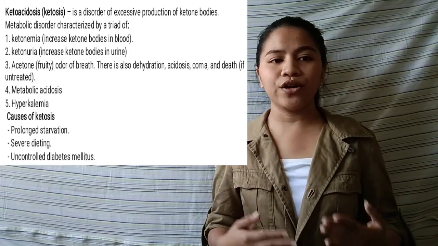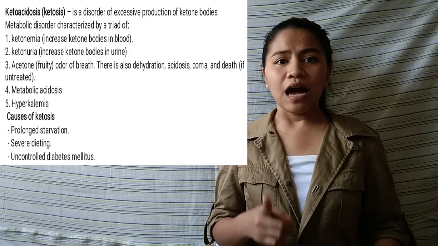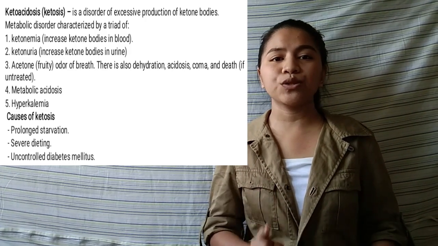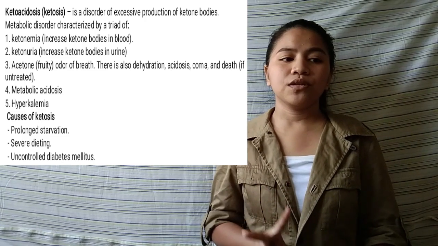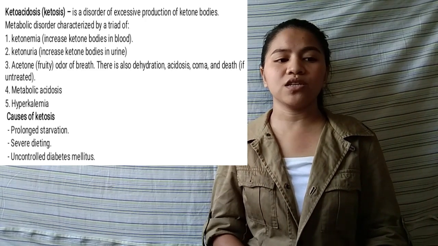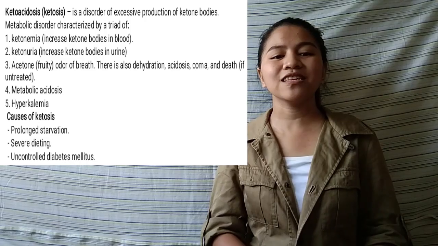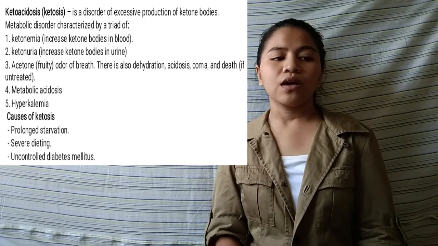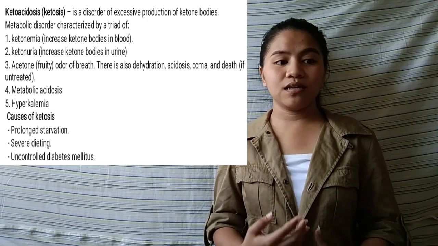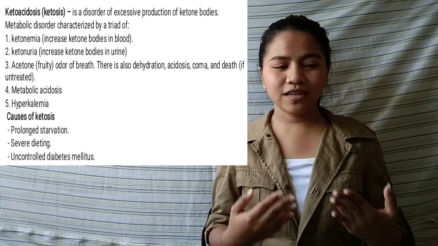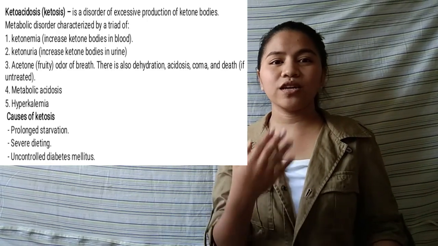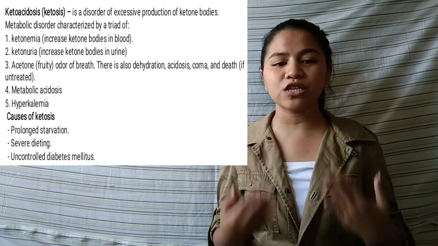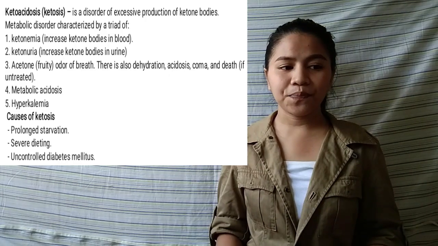Ketolysis does not occur, first, in RBCs due to absence of mitochondria. Second, in liver, due to absence of thiophorase enzyme that is required for the utilization of ketone bodies. Ketoacidosis or ketosis is a disorder of excessive production of ketone bodies.